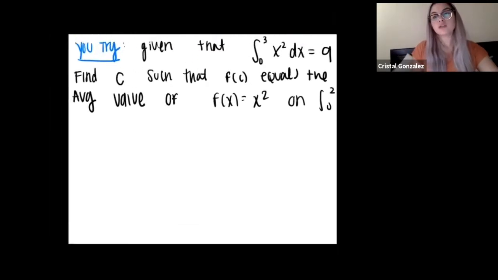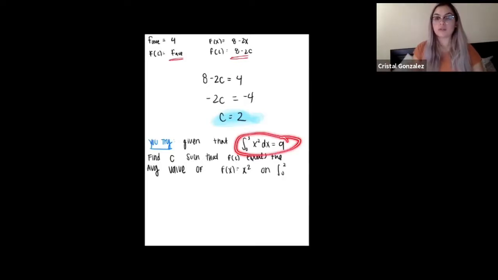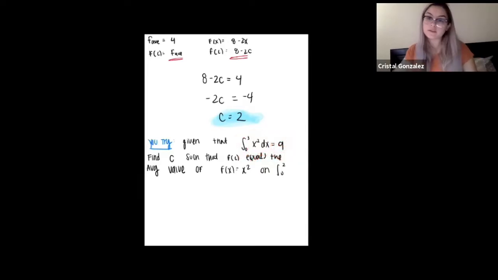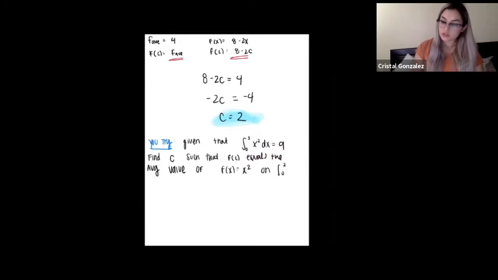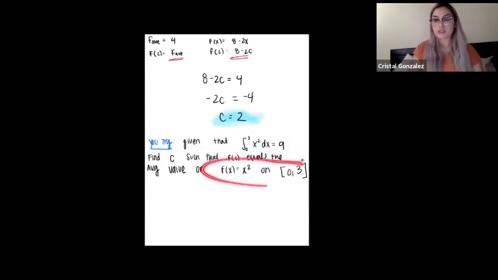So actually, I do want to go over this a little bit. So here what they want you to do is find c such that f of c equals the average value of the function. Here what they gave you was the integral from 0 to 3 of x squared dx, which equals 9. Now you could have easily figured that out by integrating, finding the average value here. But they made your life a little bit easier, so you didn't have to do that.